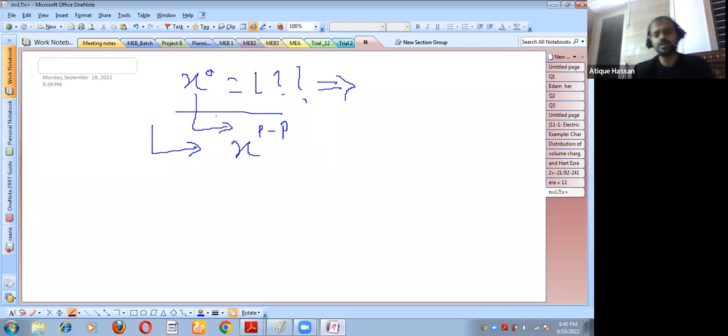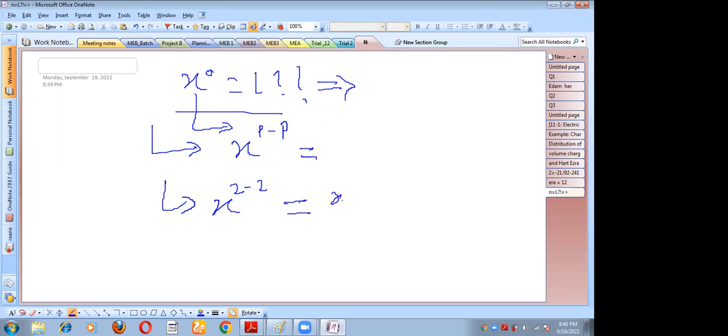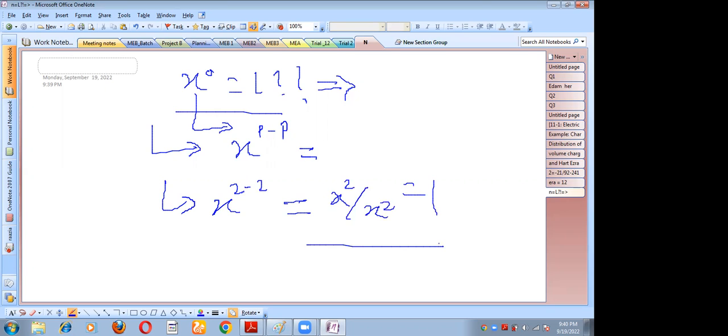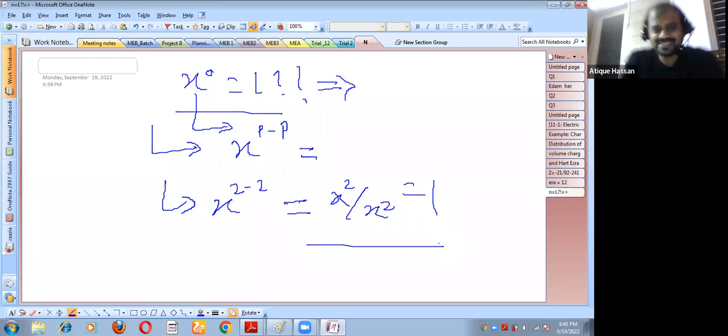P is any number, so you can write x to the power 0 as x to the power p minus p, right? Can we write it or not? If p is any number, like I can write 0 as x to the power 2 minus 2. Can I write it? Yes, sir. So it will be x square by x square. Will it be 1 or not? Yes, sir. So this is how it comes 1. Got it?